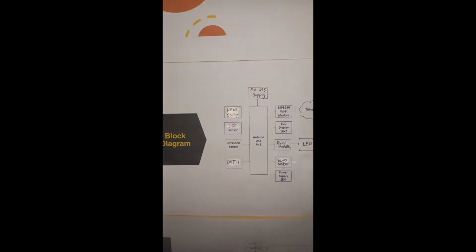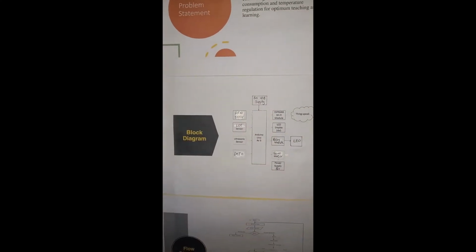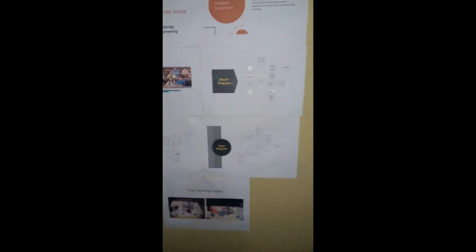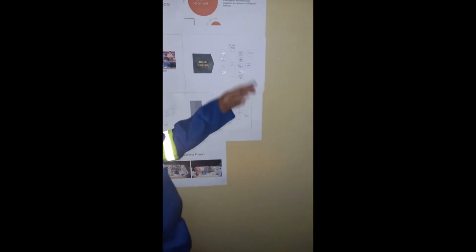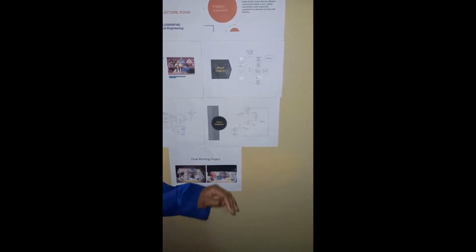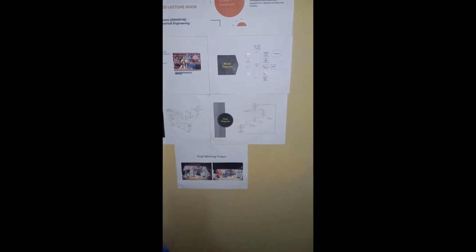Moving on to the block diagram, in this project I have four main sensors, which are the RFID sensor, the LDR sensor, ultrasonic sensor, and the DHT11. I also have the Arduino Uno R3, which is the motherboard connecting all the components, and it is supplied by a 5-volt USB supply.